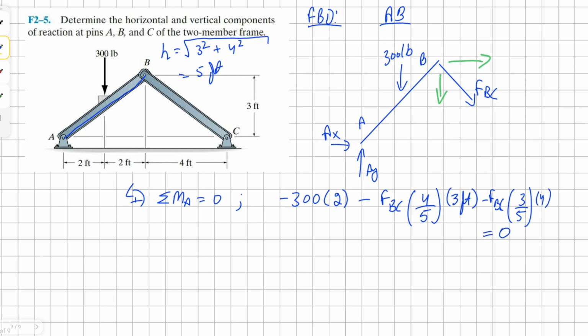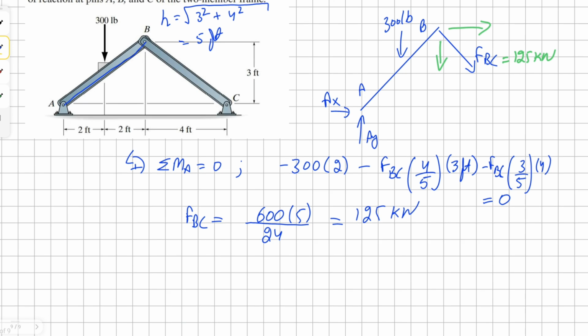Okay. All right. Solving for BC, we get 600 divided by 24 times 5, and this comes up to 125 kilonewton. So that's our force BC, 125 kilonewton. Now we can find our forces AX and AY.